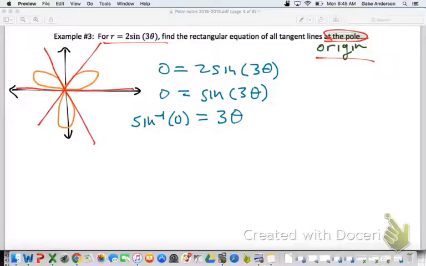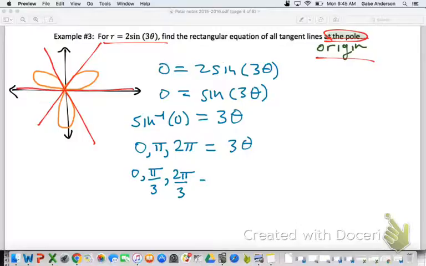Where is sine 0? 0, and pi. Excuse me, 2 pi. Right? Okay, so let's see here. When I set that equal to 3 theta, let's see what happens. So divide everything through by 3, we get 0, pi over 3, and 2 pi over 3 equals theta.